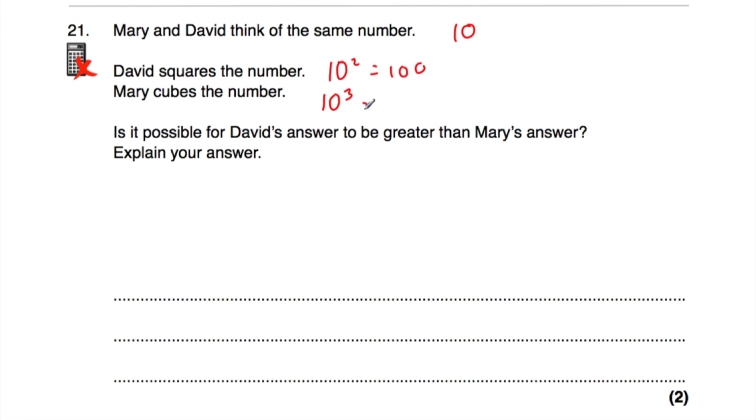And 10 times 10 times 10 is 1,000. Now the question is, is it possible for David's answer to be greater than Mary's? As you can see here, Mary's answer is greater than David's number, so that actually isn't what we were looking for. So let's try something else.